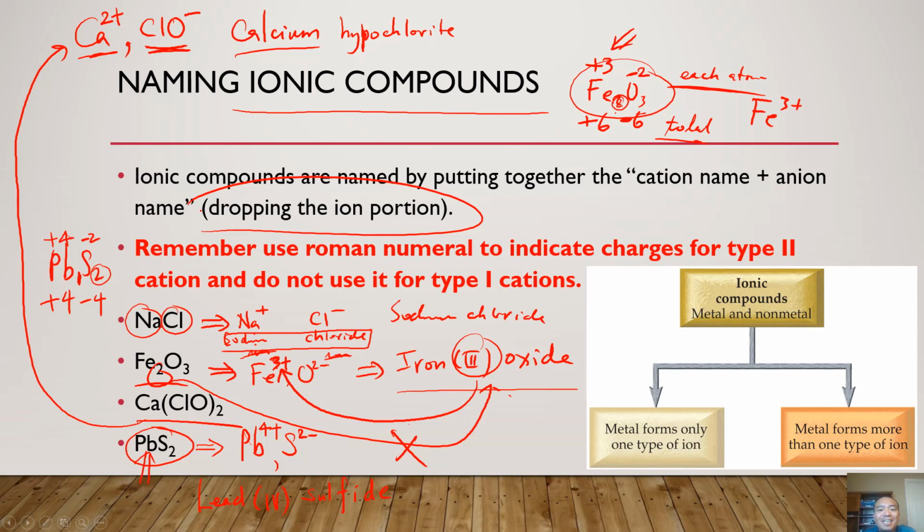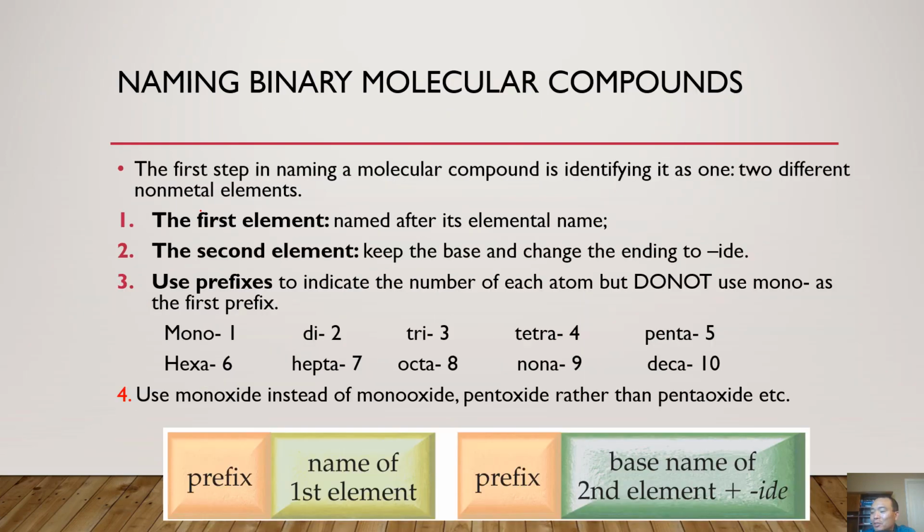Now let's go to the next category, which is binary molecular compound. Binary, what do you mean binary? Binary means you have 2 different elements. So basically it could be written as XmYn. Both X and Y, they are nonmetals. That's the first thing. And the second thing is you could have a certain number of X, and a certain number of Y as the subscripts. Okay, m and n are whole numbers.